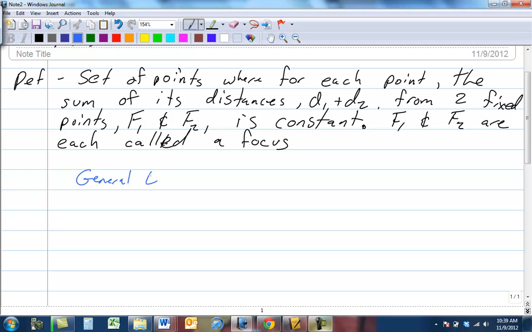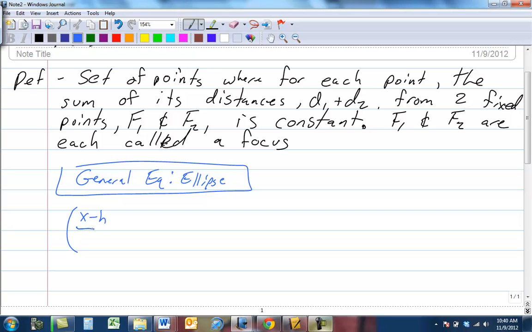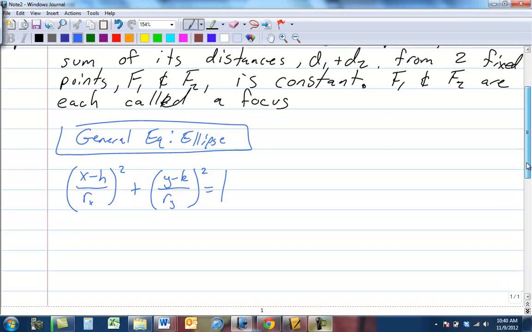The general equation of an ellipse is this. It's going to be (x minus h divided by r sub x) quantity squared plus (y minus k divided by r sub y) quantity squared equals 1. Now, that looks pretty scary, but let's look at what's going on here.